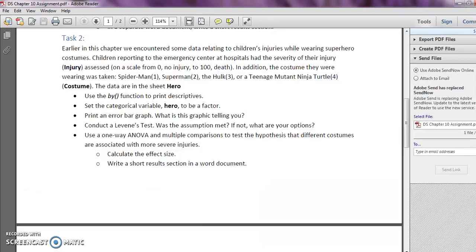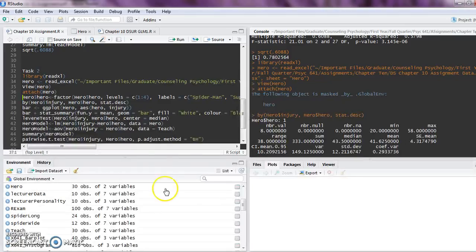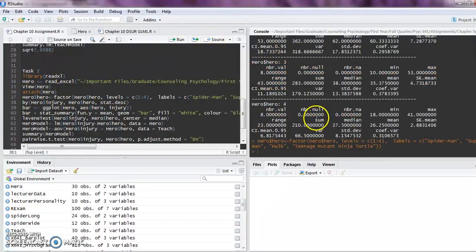And then it also asks us to set the categorical variable hero to be a factor. So I did that. Here, gonna run it. So what this did, it set all the different groups that we have in hero and labeled them specifically as Spider-Man, Superman, Hulk, and Teenage Mutant Ninja Turtle. So 1 is Spider-Man, 2 is Superman, 3 is Hulk, and 4 is Teenage Mutant Ninja Turtle. Jesus, I can't talk today.